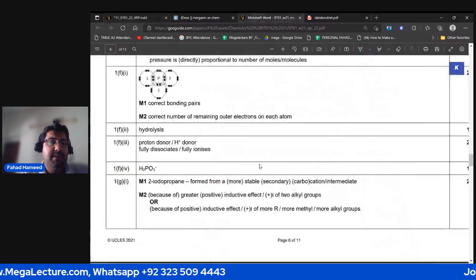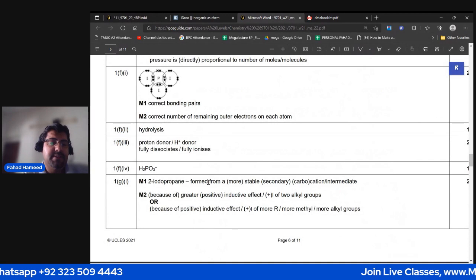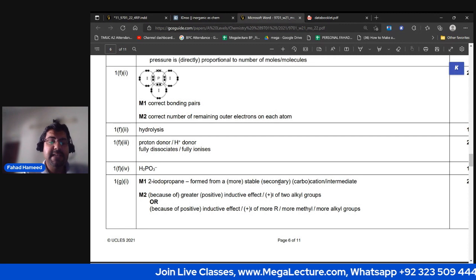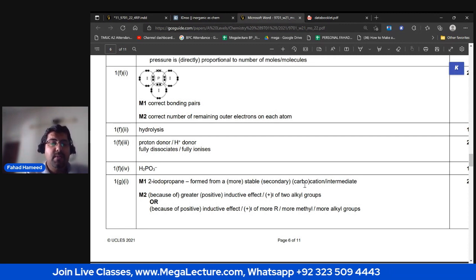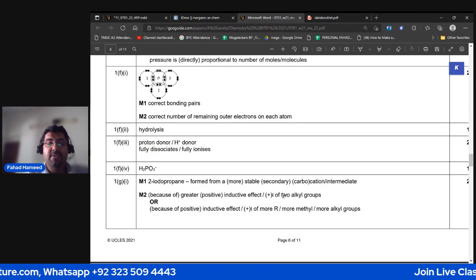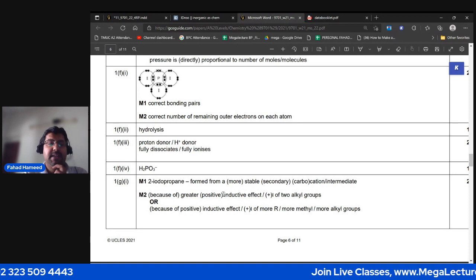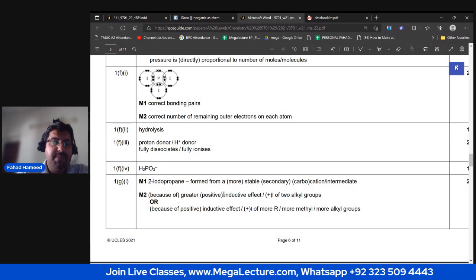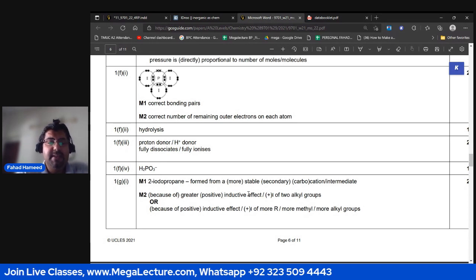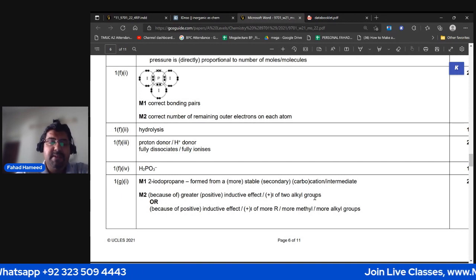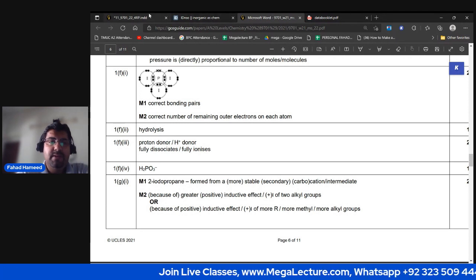I'll just quickly check the mark scheme. So 2-iodopropane, and they're saying that it's got a stable carbocation intermediate. Why? Because it's got two alkyl chains, and alkyl chains have an electron donating effect. Positive inductive effect basically means the same thing, so positive inductive effect is the same thing as the electron donating effect. So you had to mention the alkyl chain. So we did that. The carbocation was more stable. So we got both marks for that.